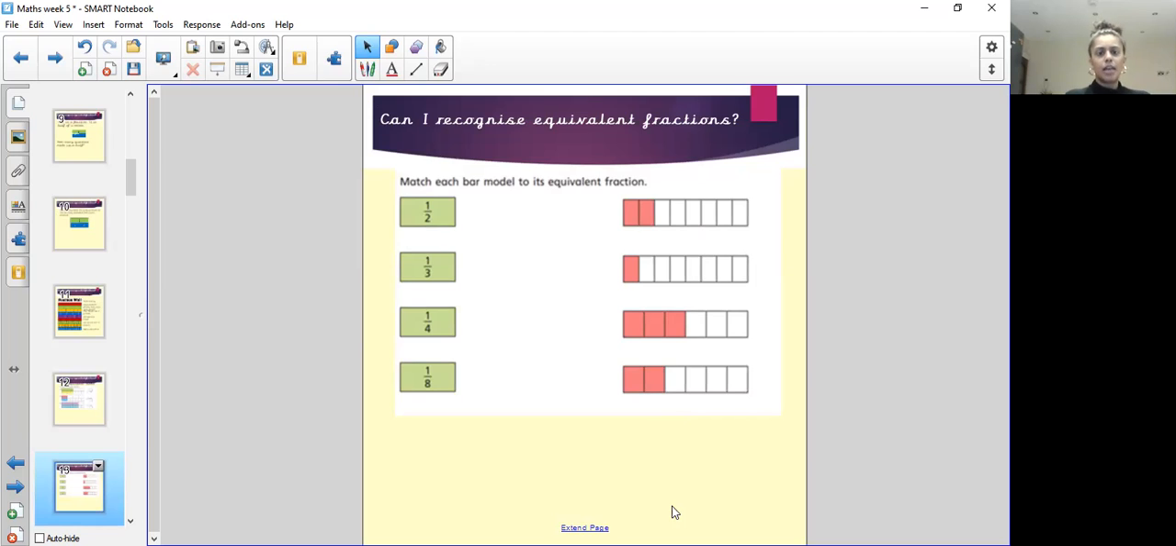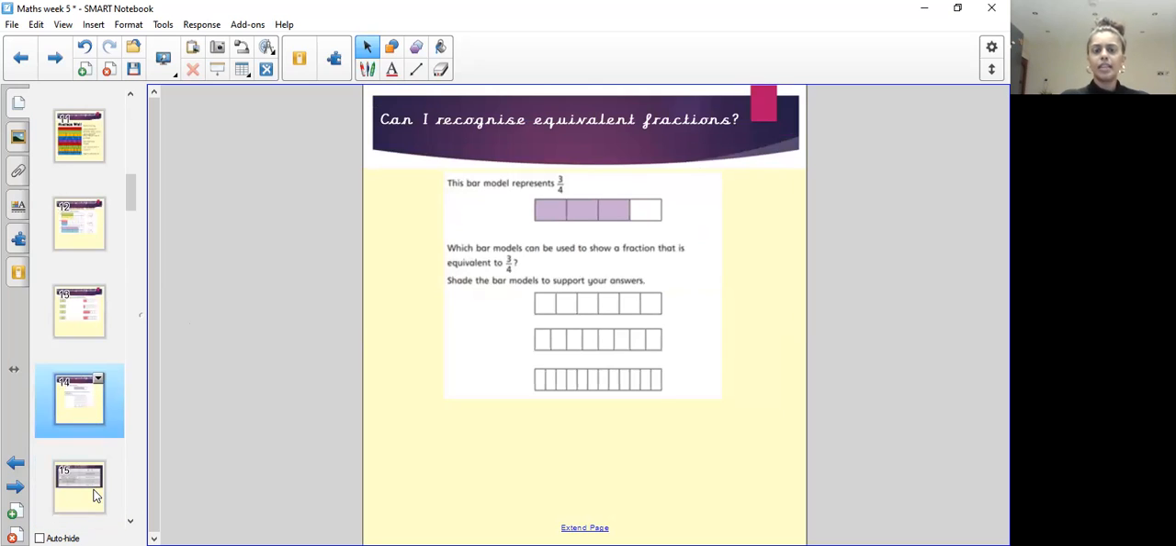Activity number 2 is to match each bar model to its equivalent fraction. So you've got a half, a third, a quarter, and an eighth. See if you can match them to the correct bar model. What you'll need to do is draw out the fractions and then draw the bar models and put your lines to match.